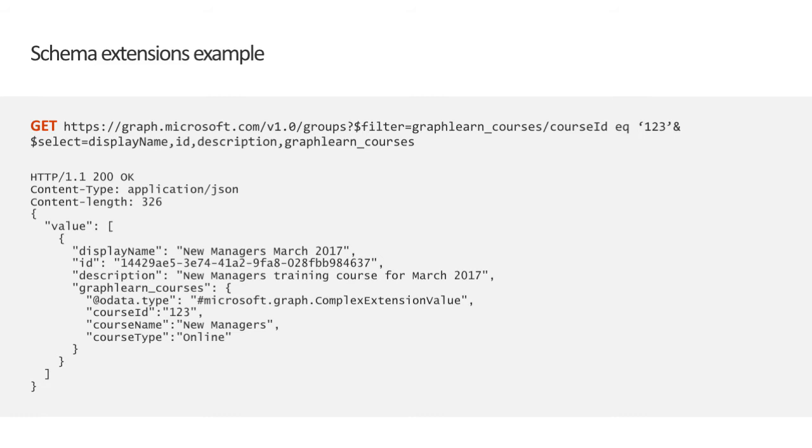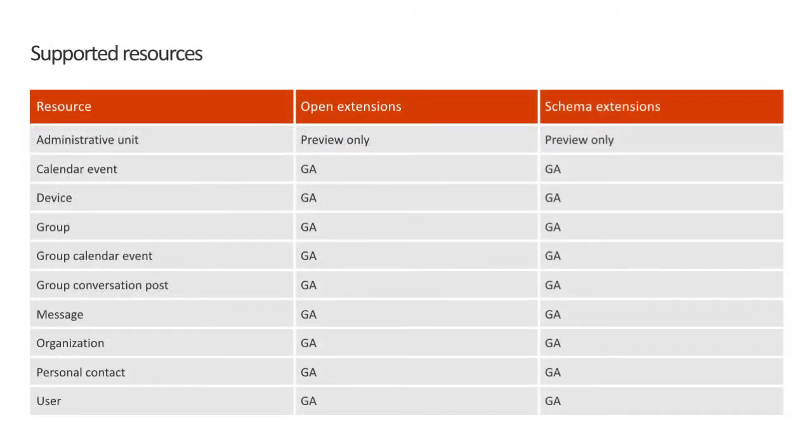Office 365 group. So what things support extensions? Well, you can see here that virtually everything: users, personal contact, organization, messages, group calendar, group conversation posts and calendar events, groups, devices, and calendar events. All of these are supported at the general release. An administrative unit is only available at preview at this present time for both open and schema extensions.